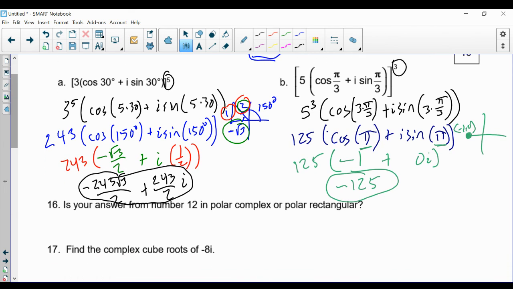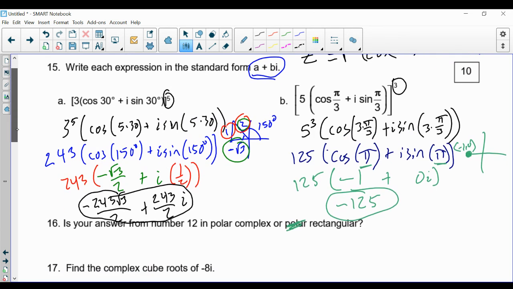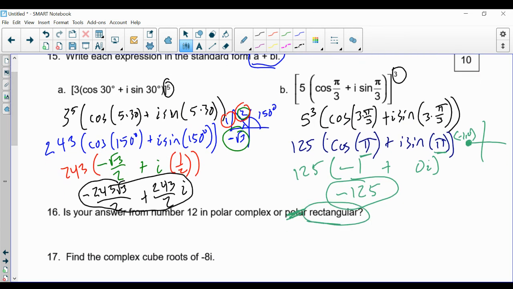So then let's go to 16 because 16 has to do with number 12. So it asks, is your answer from number 12 in polar complex, or that should say rectangular complex or complex rectangular? A plus bi form is rectangular. So that is your answer for 16.